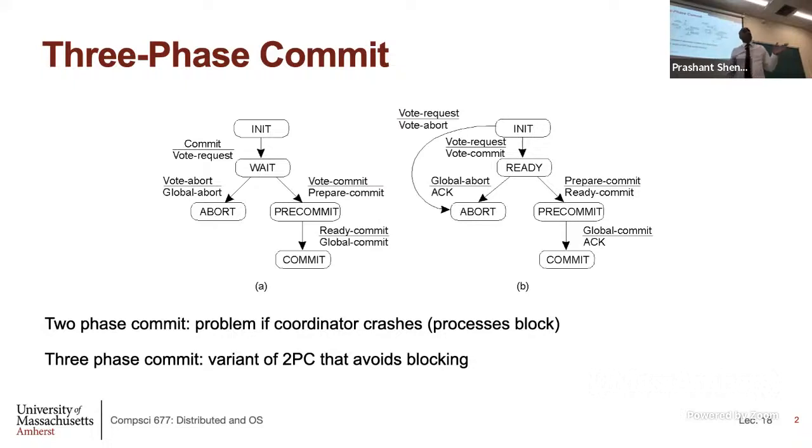But now, if all the nodes agreed to commit or voted to commit, then what the coordinator is going to do is send out a commit, a pre-commit actually, or prepare to commit, to all the nodes.